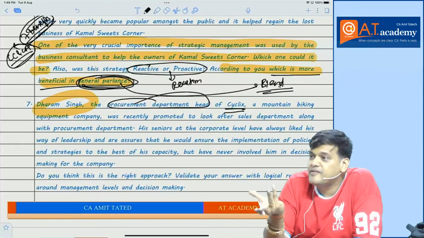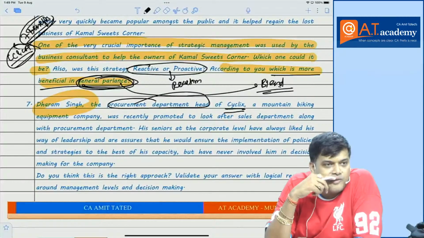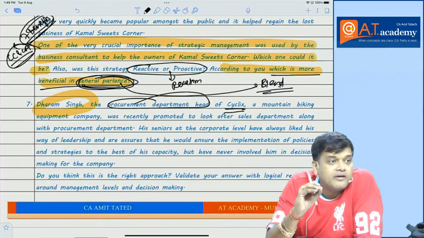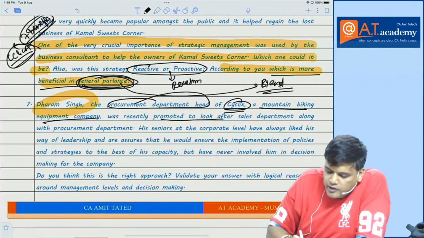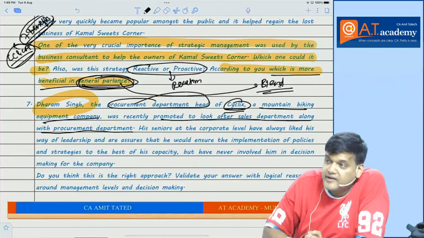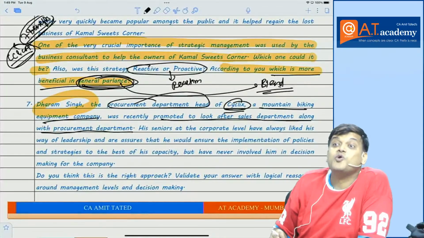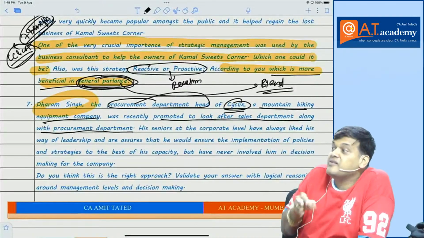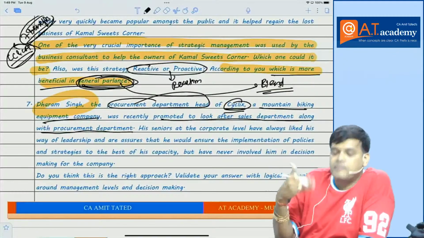Procurement department, purchase. Procurement means what? Purchase of cyclists, a mountain biking equipment company which recently promoted him to look after sales and department along with the procurement department. Now tell me, he shifted to business level because he's taking care of two functions. Are you getting the point? So initially he was which manager? Initially he was a functional level manager. He is promoted to business level.